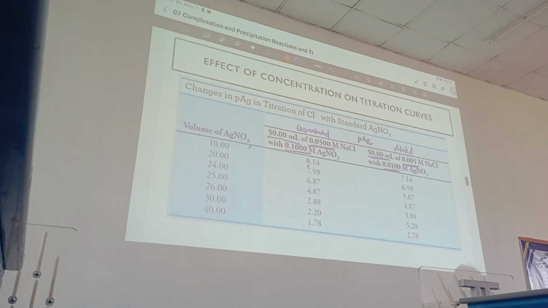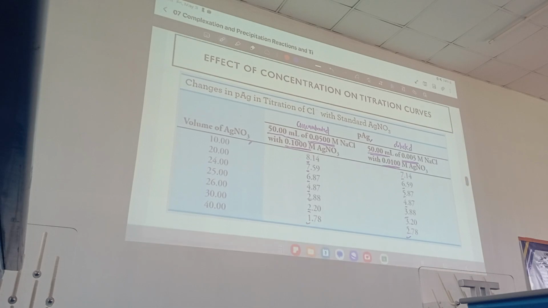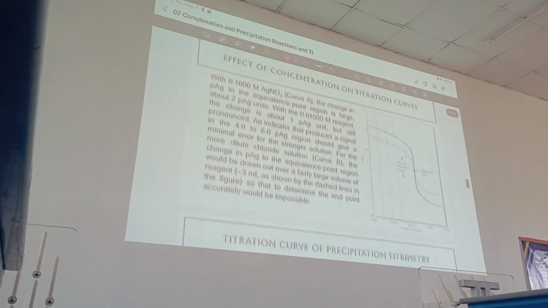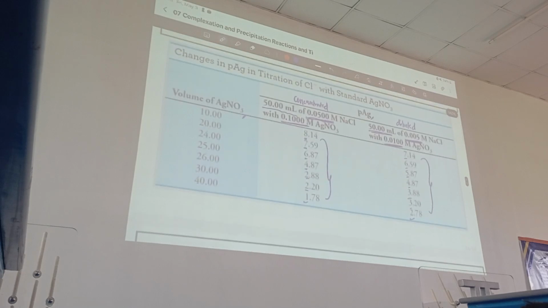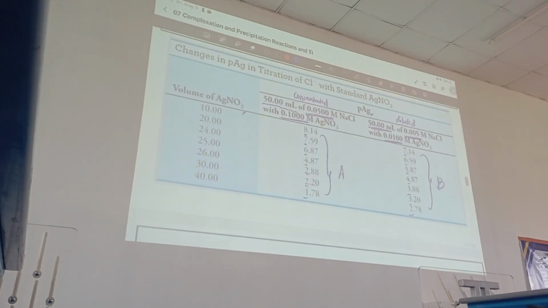What did you observe in the intervals? For the first one there are large intervals: 8 to 7, 7 to 6, 6 to 4, 4 to 2. How about this one? Smaller. What is the effect of concentration? This will be letter A, and this is letter B.